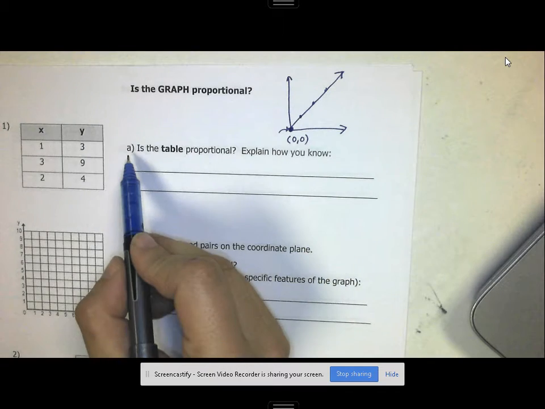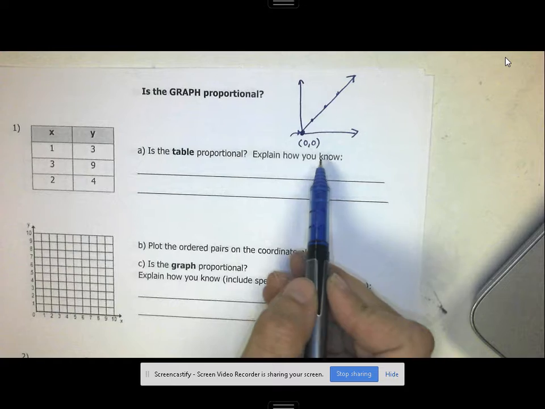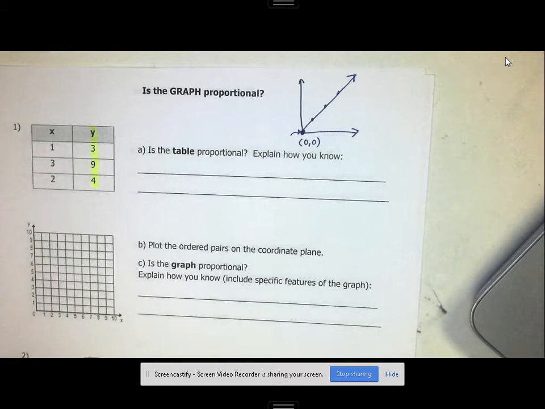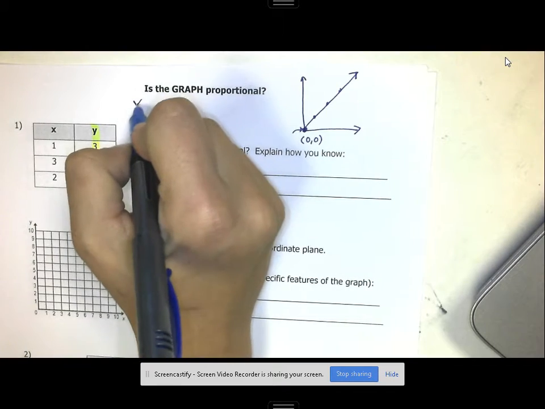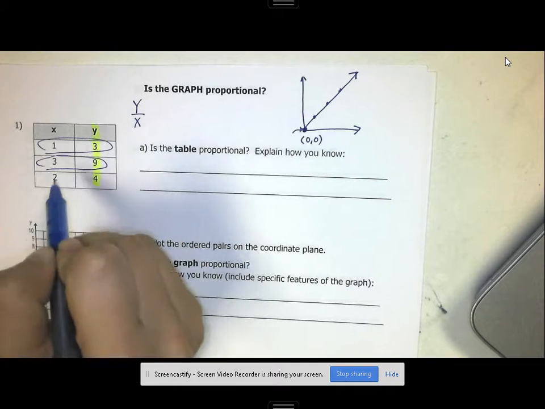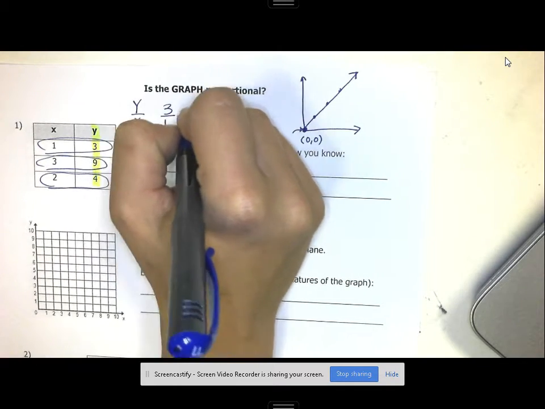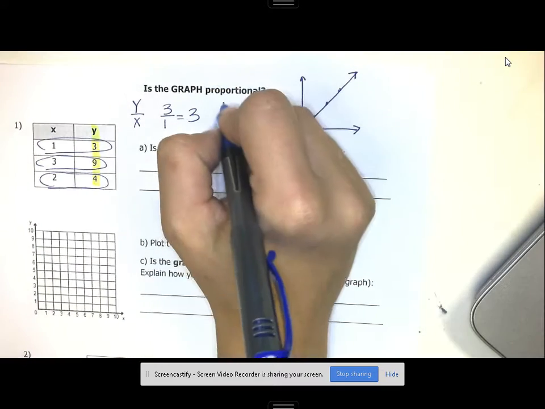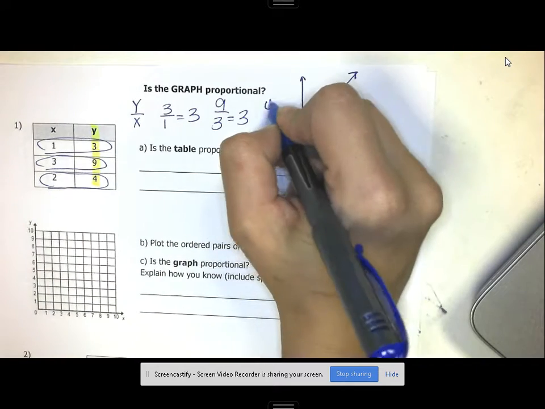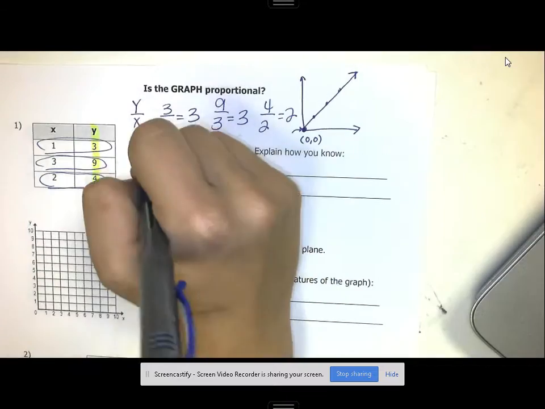So, is this table proportional? I'll explain how you know. If I'm given a table, to determine if it's proportional, I do y divided by x for each of the y and x pairs. So I'm going to start with my first pair. 3 divided by 1 is 3. My next pair, 9 divided by 3 is 3. And my last pair, 4 divided by 2 is 2. So is this proportional? No.